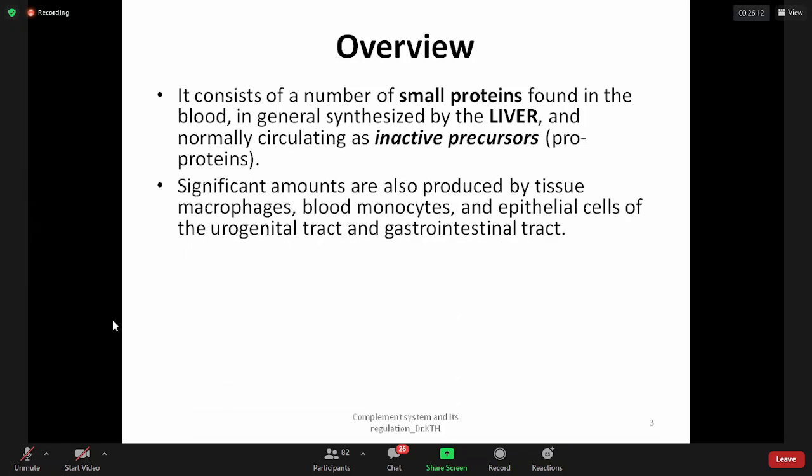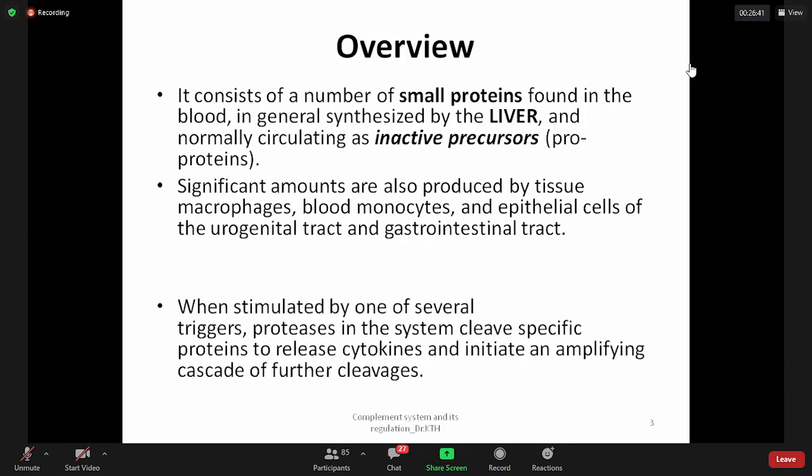So significant amounts of these complements usually, like I said, come from the liver. That's why patients who have chronic liver disease. But also, like I said, complements can come in from tissue macrophages in your urogenital and the gastrointestinal system. And I guess you can imagine why it's the urogenital and gastrointestinal system, because these are the areas where normally organisms enter into the body.